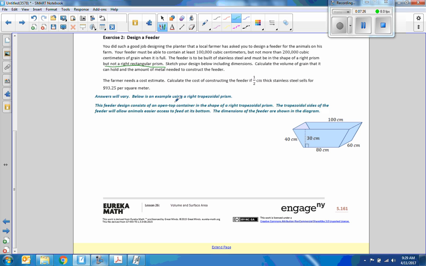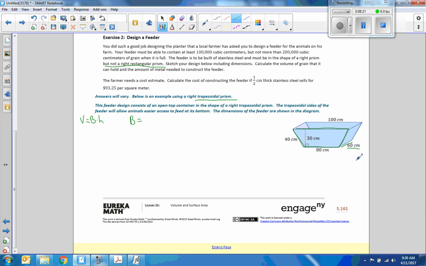This feeder design consists of an open top container in the shape of a right trapezoidal prism. The trapezoidal sides of the feeder will allow animals easier access to feed at its bottom. That makes sense. The dimensions of the feeder are shown in the diagram. Okay, so we need to calculate the base area first, because volume equals base area times height. So the first thing I want to do is find base area. Well, this is a trapezoidal prism, so my base is actually going to be this. We'd have to turn it on its side. If we turn that on its side, that is the base, and the height is 60.